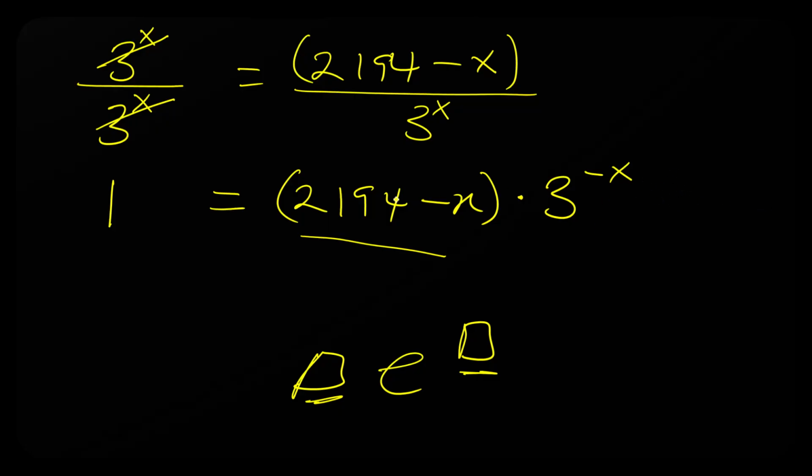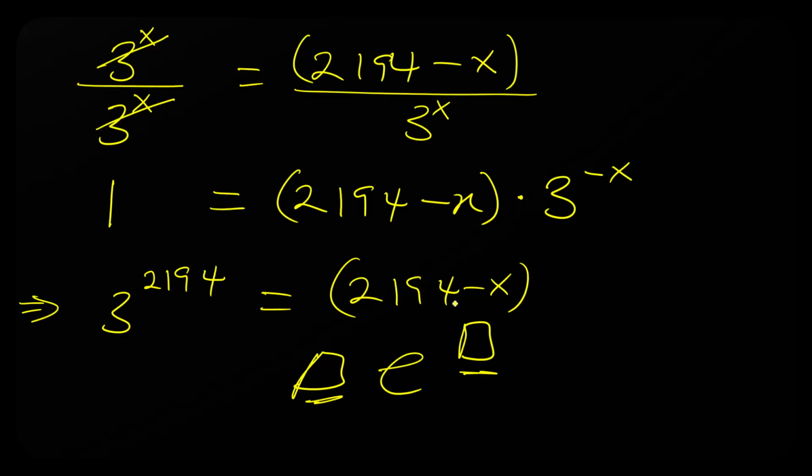So the power should be the same as what is behind that. Well, I have to do this by multiplying both sides by 3 to the power 2194. Why? Because I want to make this side equal to this side. So as I multiply both sides by 3 to the power 2194, 2194 times 1 is 1, and 2194 minus x times 3 to the power minus x times 3 to the power 2194.